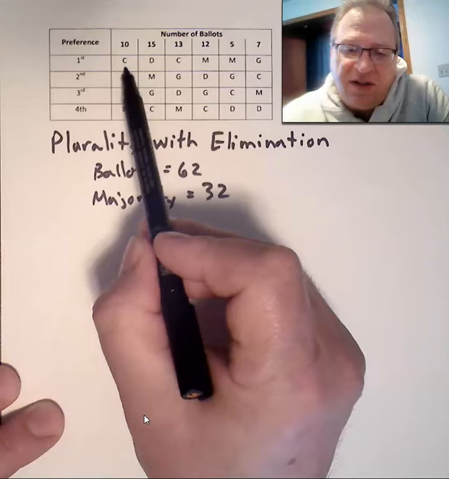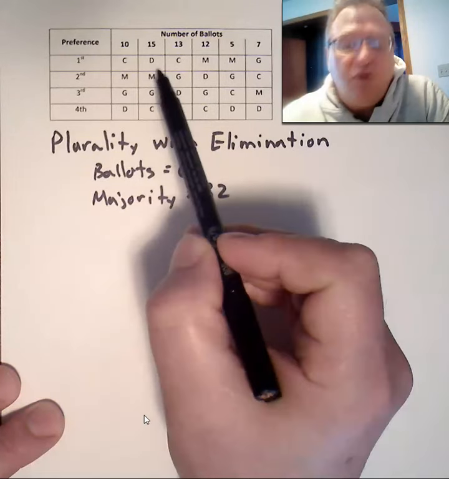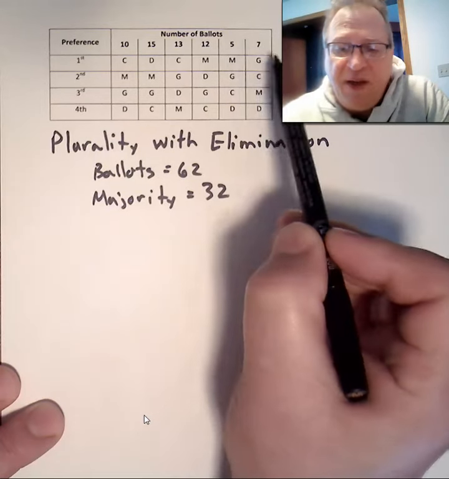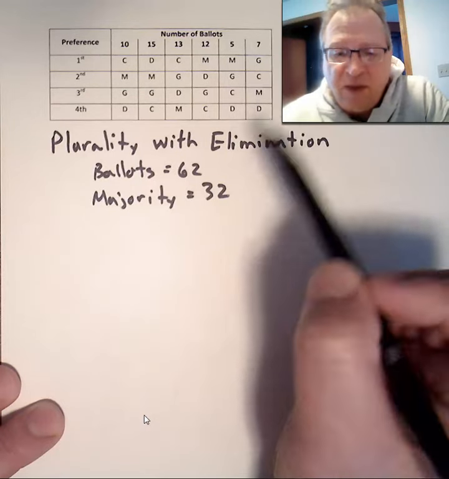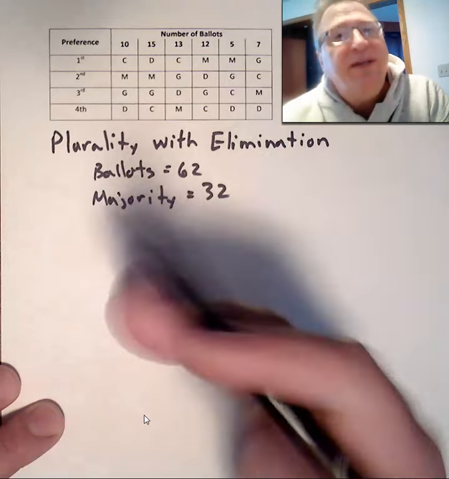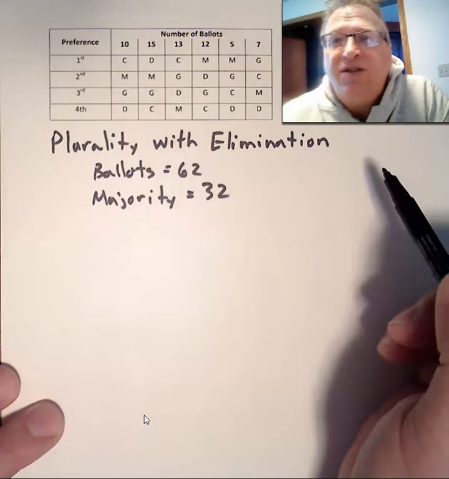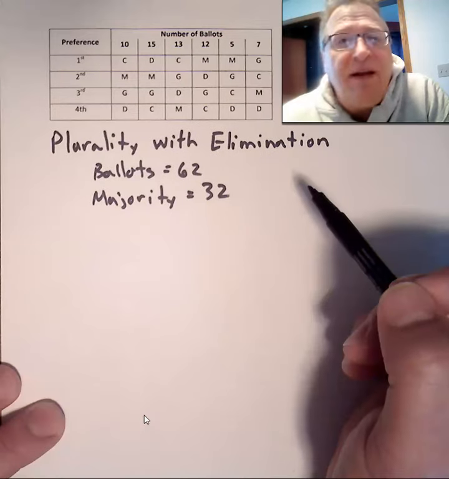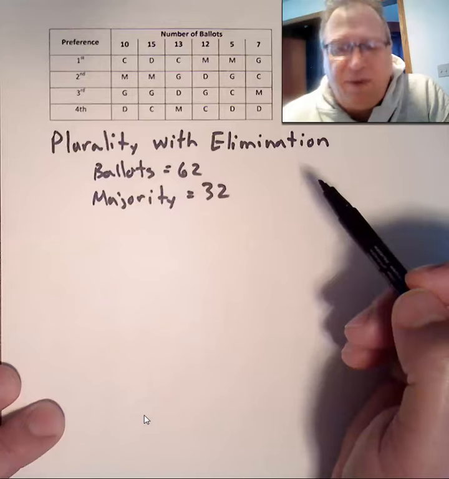Let's see, C, just like last time, had 23. Nope, that's not more than 32. D with 15, M with 17, and G with the smallest number of votes, 7. Since nobody has the majority, we do the elimination part. What we do is we choose the candidate who had the least number of votes, and we eliminate that person wherever they appear in the table.